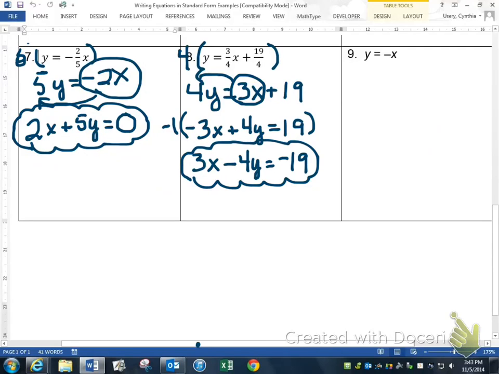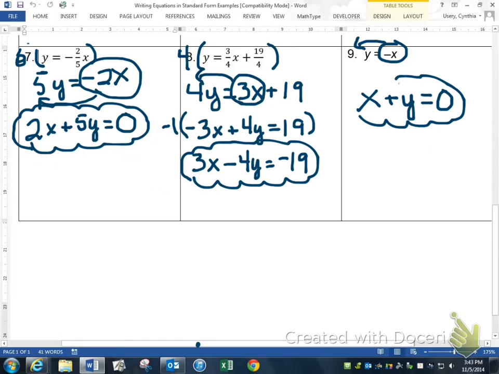Okay, the very last one, it's y equals negative x. There's no fractions, so I'm just going to take my variable and move it over to the left side. It's going to become positive x over there plus y. And since you moved it away and there was nothing left, that equals 0. And this is now standard form, and I'm done.